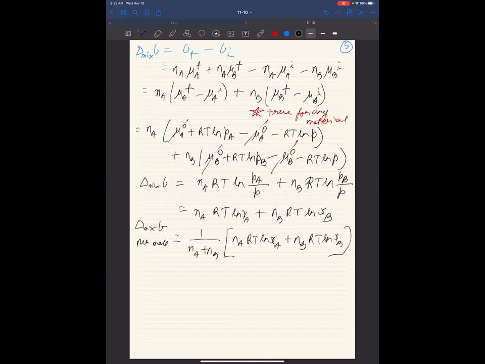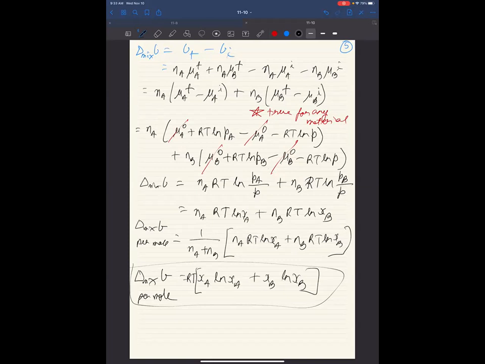And what is N_A divided by N_A plus N_B? It's X_A, the mole fraction of A. So this becomes X_A, and RT can come out: RT (X_A ln X_A plus X_B ln X_B). And we were just able to derive the equation that we started with. I deliberately closed my notes because it looks like a bunch of complicated algebra, but these are really intuitive steps.